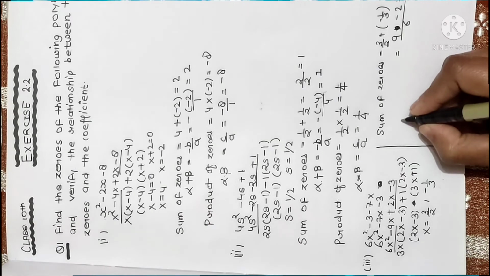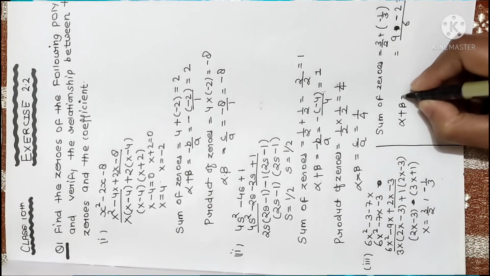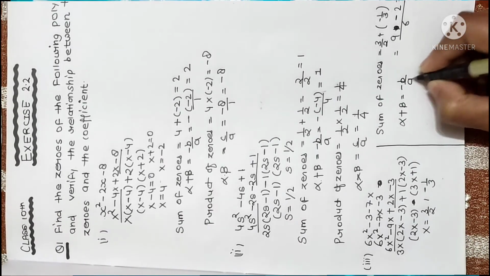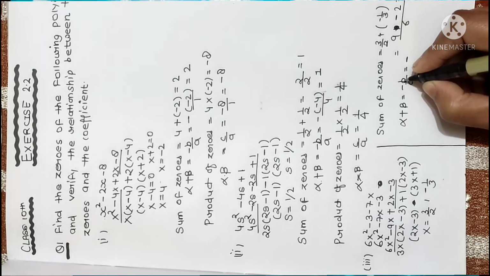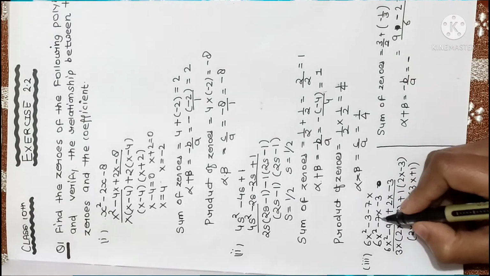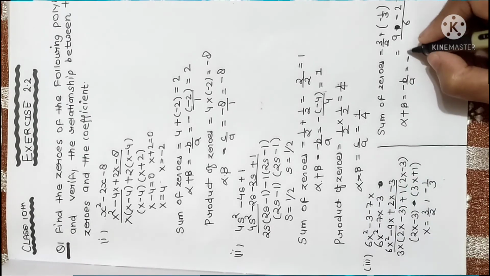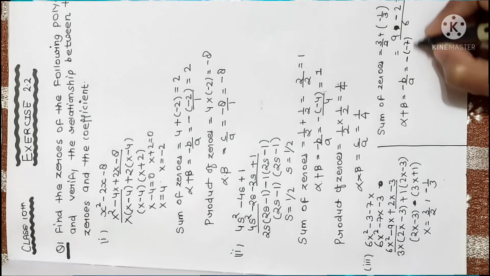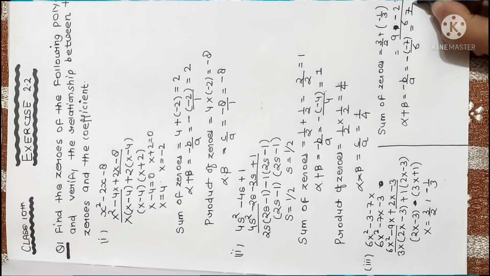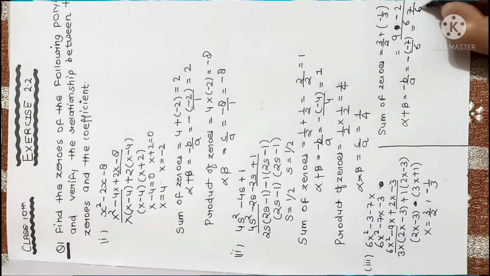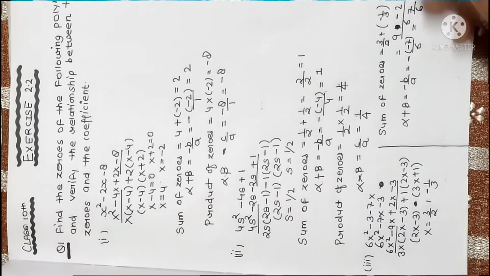Also alpha plus beta equals minus b upon a. So minus, as it is, b from the equation is minus 7. So minus minus 7 and a is 6. So it will be minus minus plus, so it is 7 upon 6. Both are the same, so it is verified.